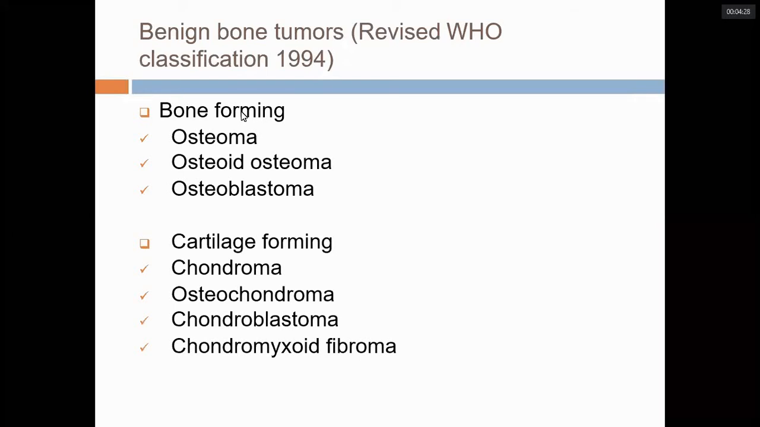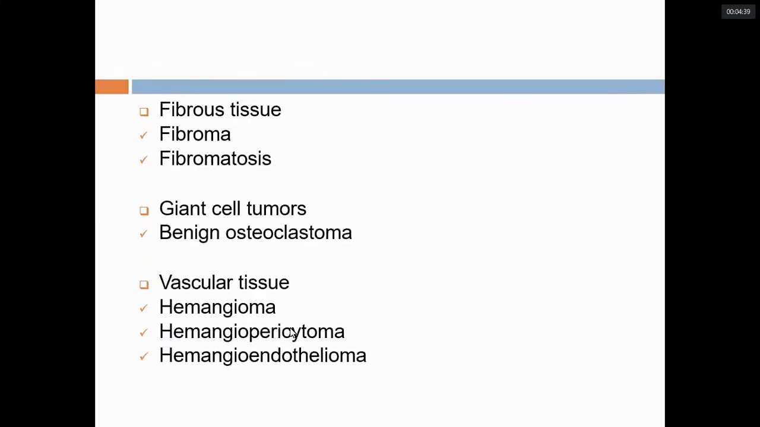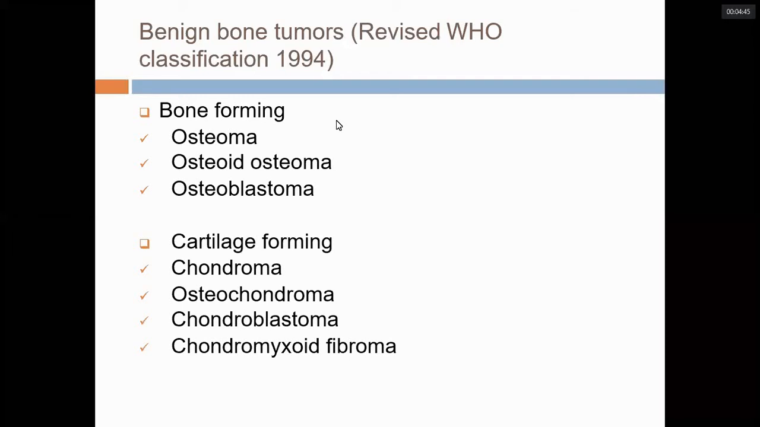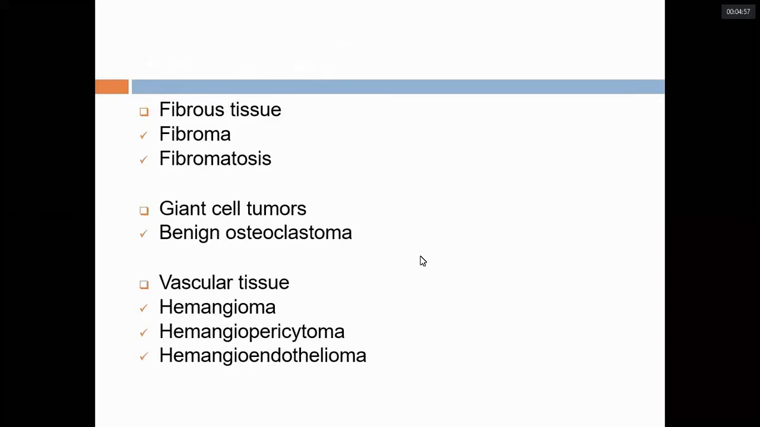Coming to the classification given by WHO, which has been revised, benign bone tumors are broadly classified into bone forming, cartilage forming, fibrous tissue, giant cell tumor, vascular tissues, other connective tissues and non-tumors. Bone forming benign tumors are osteoma, osteoid osteoma, and osteoblastoma. Cartilage forming are chondroma, osteochondroma, chondroblastoma, and chondromyxoid fibroma. Examples of fibrous tissue tumors are fibroma and fibromatosis, and giant cell tumors are also called osteoclastoma.